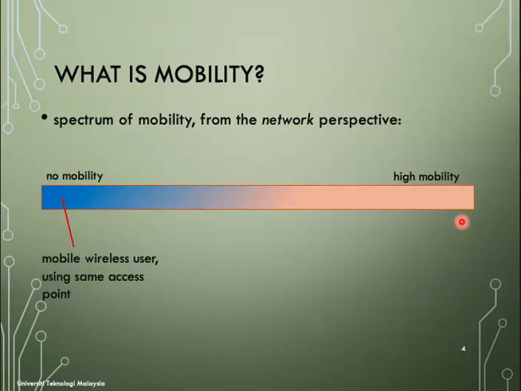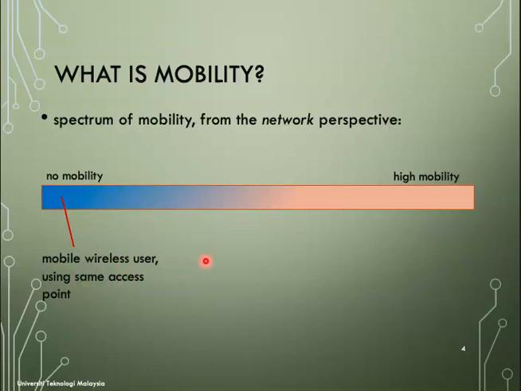Okay, you are not a mobile user, because if that user moves within the same building and using the same access point regardless of the location, from the perspective of the link layer, this user is not even mobile, because this user is using the same access point.